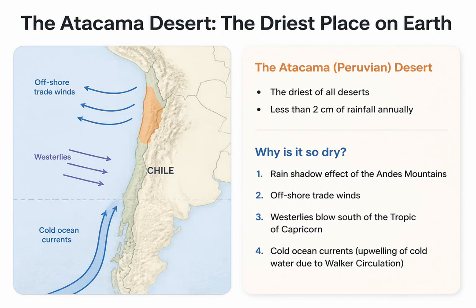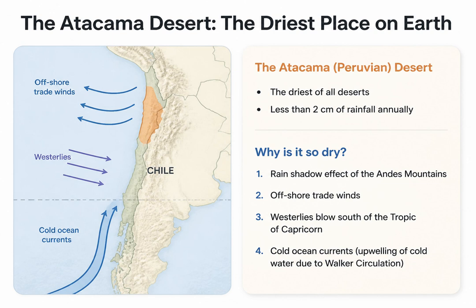Now, if we want to talk about extremes, we have to look at the Atacama or Peruvian desert in South America. It holds the title for the driest place on Earth, receiving less than 2 centimeters of rainfall a year. This extreme aridity is a perfect storm of geographic factors.